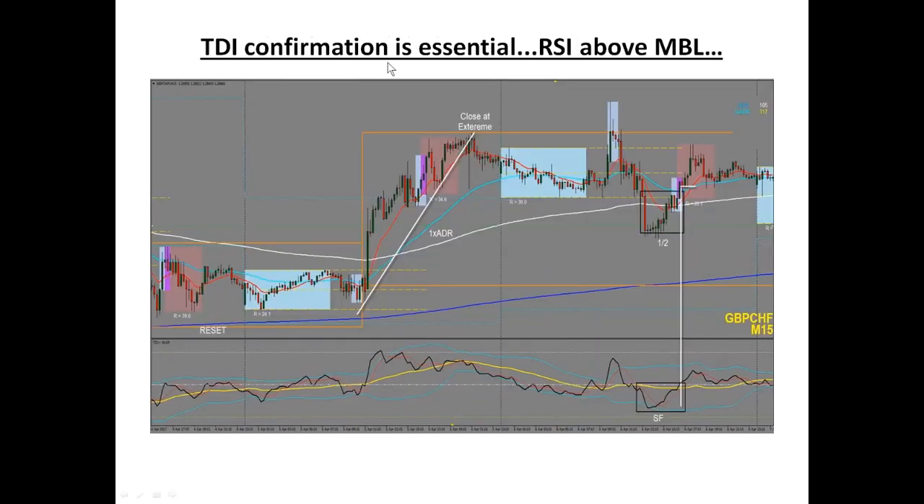TDI confirmation is essential. In this example, the RSI line is above the market baseline. All right, same thing. Here's my reset coming off the Blueberry. They close at the extremal structure one ADR off that anchor. The 50-200 cross locks my anchor. Cool. I'm waiting for them to hit the stop.